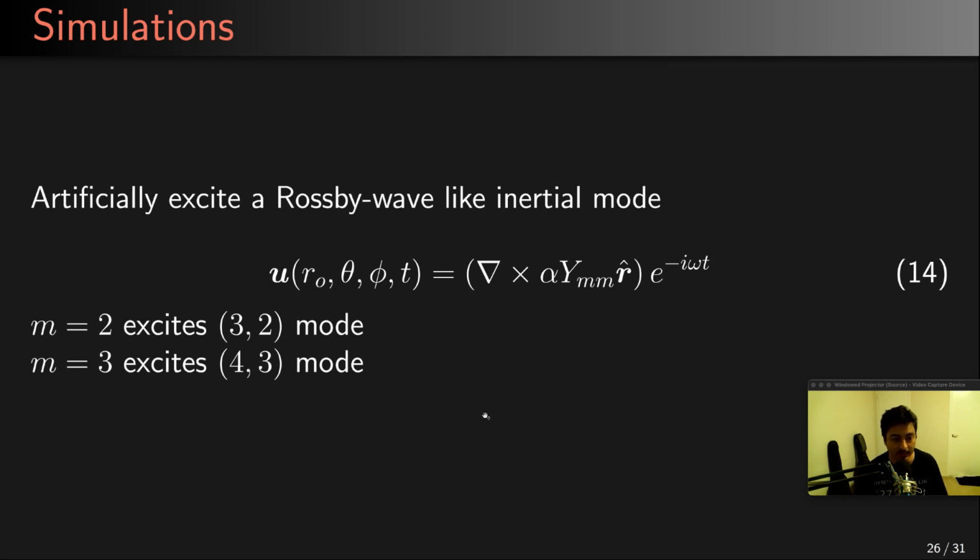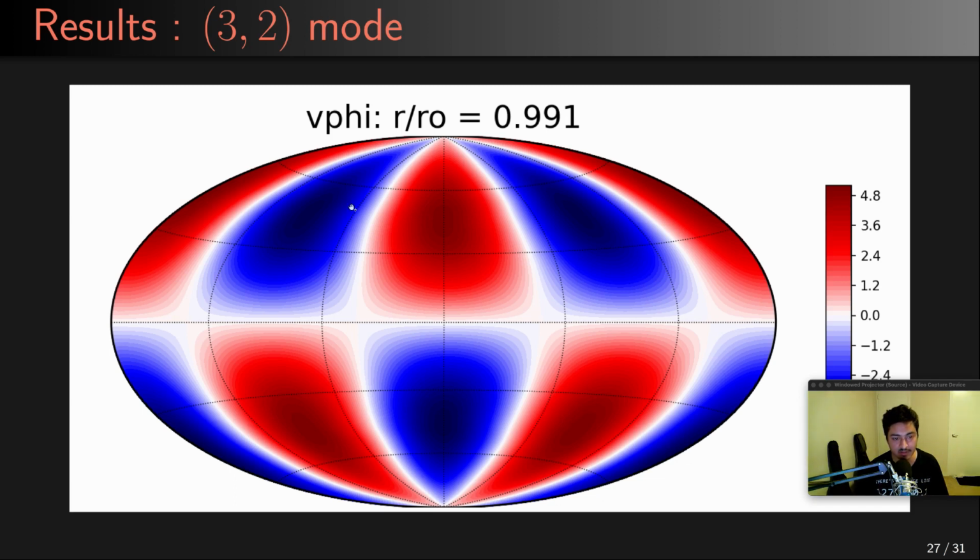Now, I performed a couple of simulations where I artificially excited a Rossby wave-like inertial mode, which is easy to do by a simple so-called toroidal excitation. So m equals 2 will excite the 3-2 mode, which is the Rossby 2-2. M equals 3 will excite the 4-3 mode, which is the Rossby 3-3. And what I find is that when I excite, for example, a 3-2 mode, this is what it looks like. That's the zonal flow.